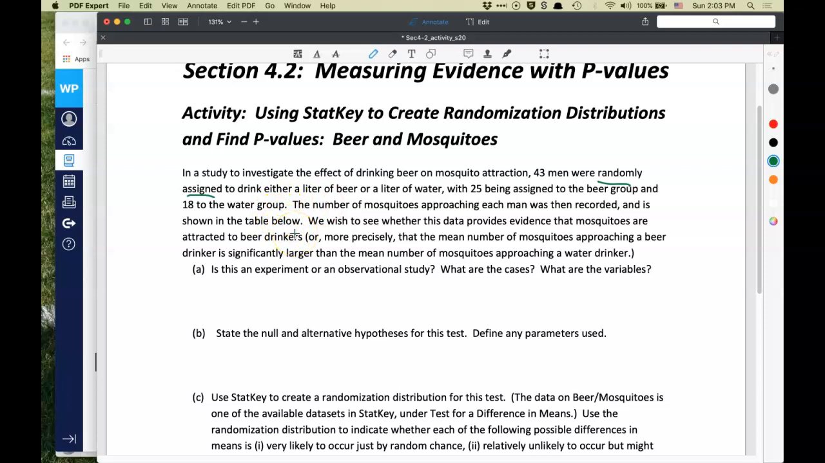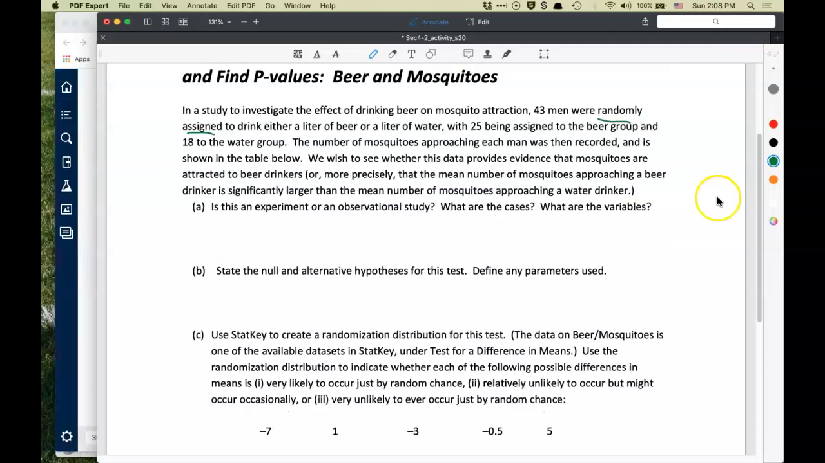All right, we wish to see whether the data provides evidence that mosquitoes are attracted to beer drinkers, or more precisely, that the mean number of mosquitoes approaching a beer drinker is significantly larger than the mean number of mosquitoes approaching a water drinker. Sorry, I just realized that I don't have the table here. So let's go take a look at the data before we continue on.